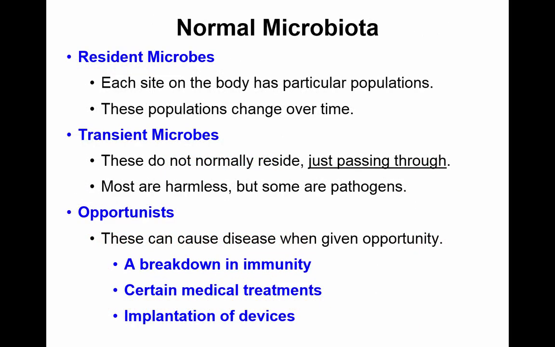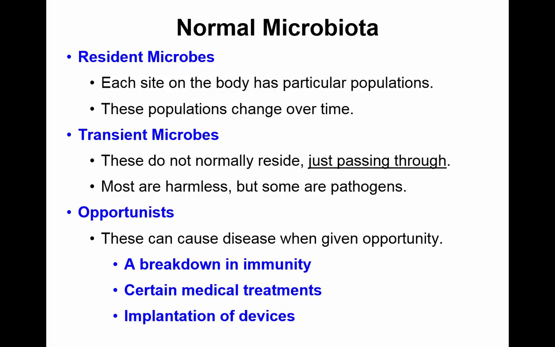Here we're looking at 3 categories of our normal microbiota. The first is the resident microbes. These are on our body all the time, and the populations of these in our body or on our body change all the time. Then you have the transient microbes that are just passing through. They don't live there, and because of the rate at which they pass through, most of them are harmless. Then you have your opportunists that can cause disease when they're given an opportunity.